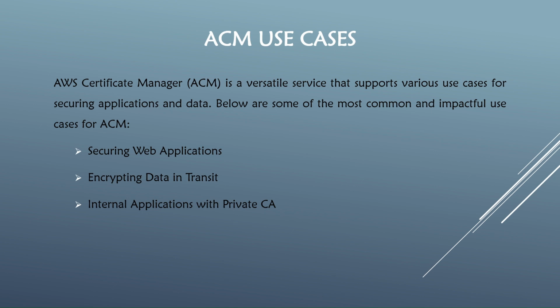For example, an organization uses ACM to issue private certificates for secure communication between its microservices. These microservices hosted in a private VPC use ACM's private certificates to authenticate and encrypt traffic between services, ensuring secure communication within the internal network.